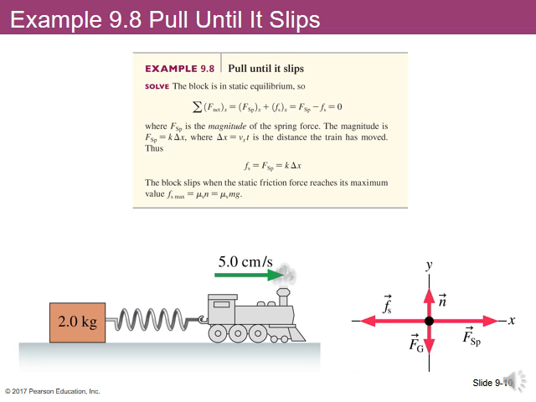So we know that the static friction force has to equal the spring force, and we know that the spring force is equal to K times delta X. So we'll write that out. I'll write that again over here.